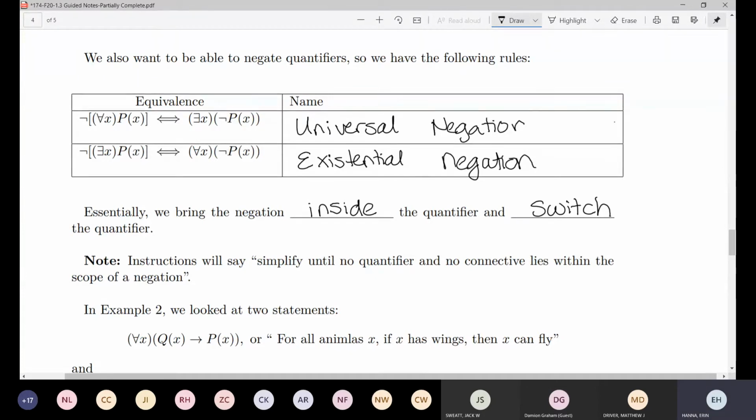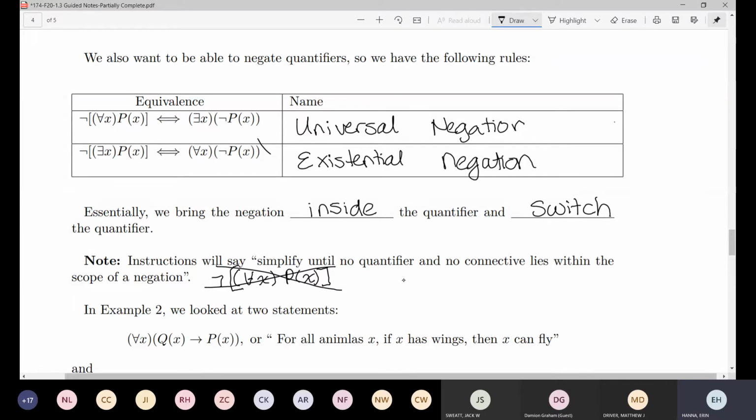Now, instructions on homework and such are going to say something like simplify until no quantifier and no connective lies within the scope of a negation. Now, the other day we defined scope. The scope is just the thing that's in the parentheses after the quantifier. So if you have not for all x, p of x, and that should be a bracket at the end, not a parenthesis, this is going to be bad because the not is still in the scope of a negation.